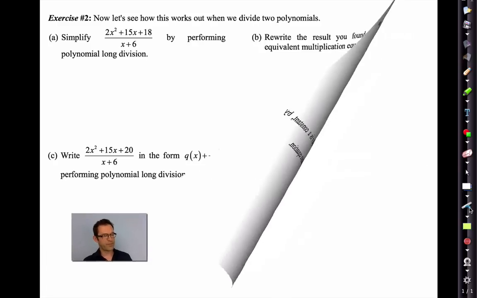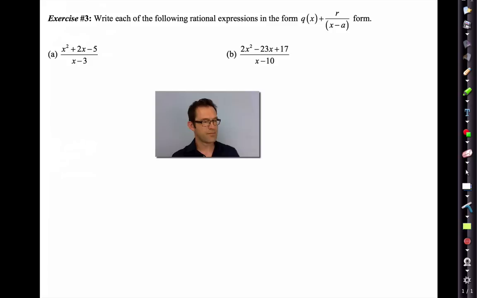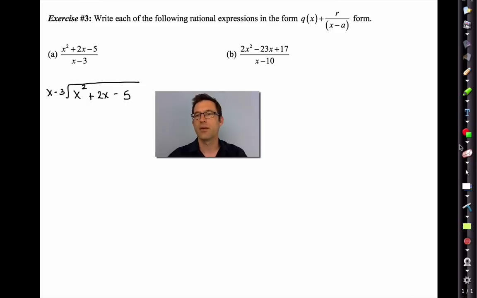Backside of the sheet. All right, exercise 3. Write each of the following rational expressions in the form q of x plus r divided by a form. So we're going to write these in their quotient remainder forms. Okay? So let's do it. All right. Oh, yeah, I think we'll stick with black. That works just fine. Let's do x squared plus 2x minus 5. That almost looks like a square root. I apologize for that. It's not meant to. Let me get rid of this little teeny tiny tail there. All right, let's do it.